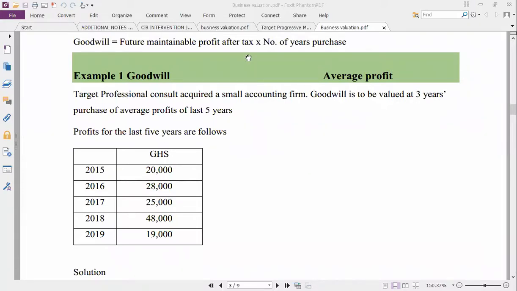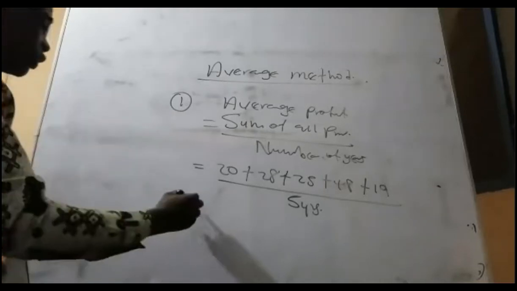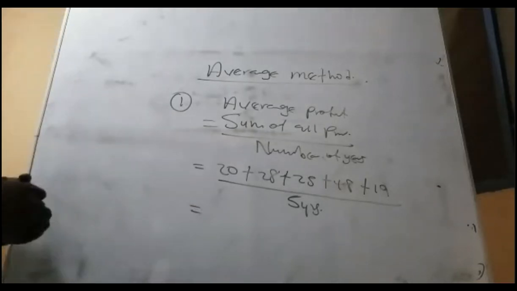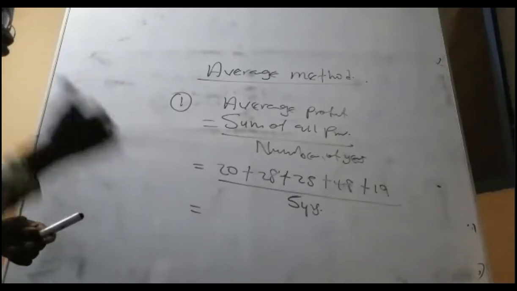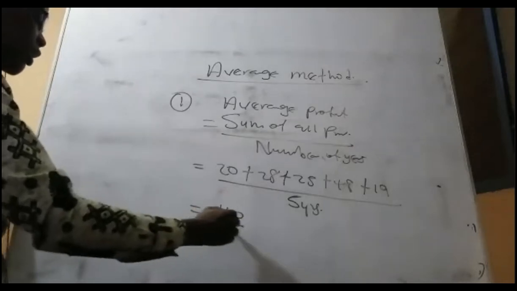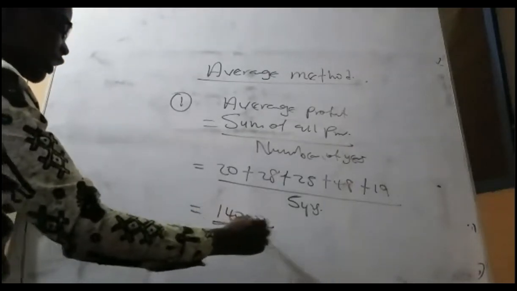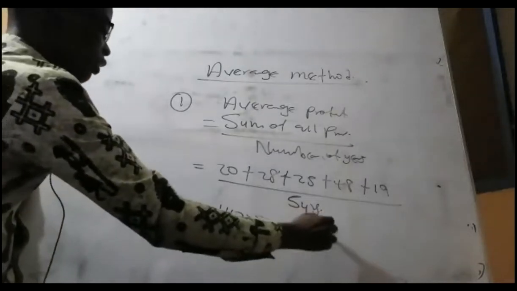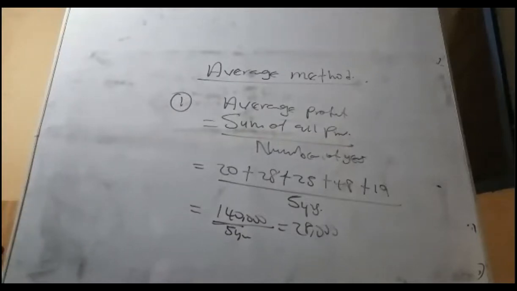So this will probably give us something like this. Basically the top one should give us 140 divided by 5. So 140,000 divided by 5 years. That will give us 28,000. So the average profit is what? 28,000.